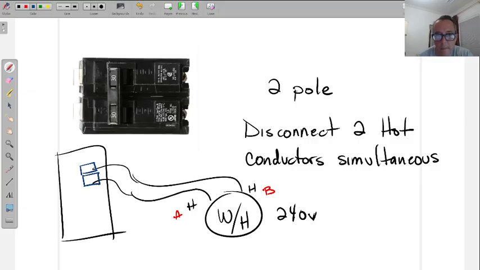What's that? W in the H? Water heater. Water heater, okay. Yeah. Just trying to anything, but something that was 240.